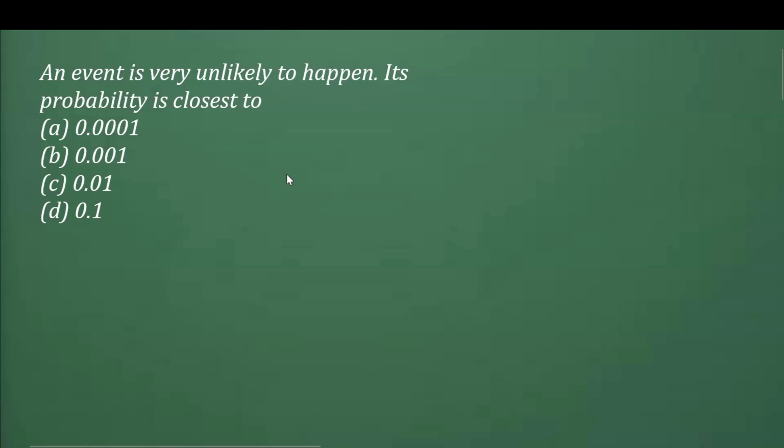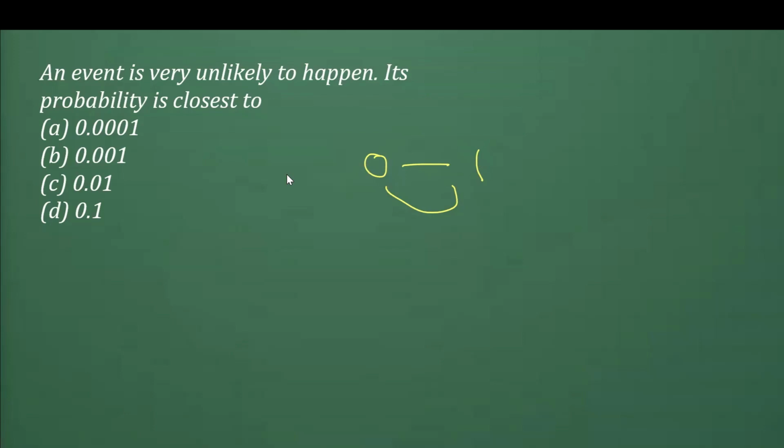And in the next question, it says that an event is very unlikely to happen. Then its probability is closest to what? What we already know is that probability varies from 0 to 1. For an impossible event, the probability is 0, and for a certain event, the probability is 1. So the closer the value is towards 0, the smaller is the probability, or very unlikely to happen.